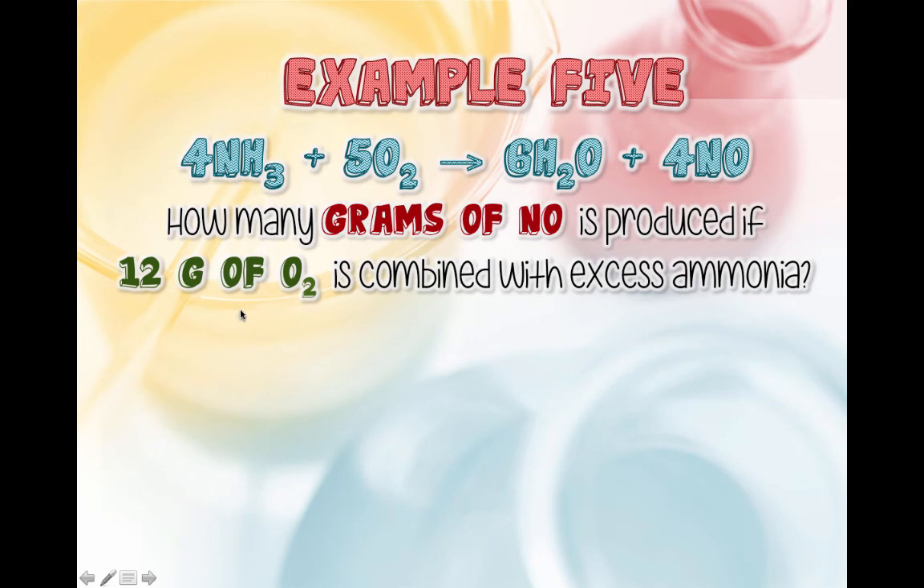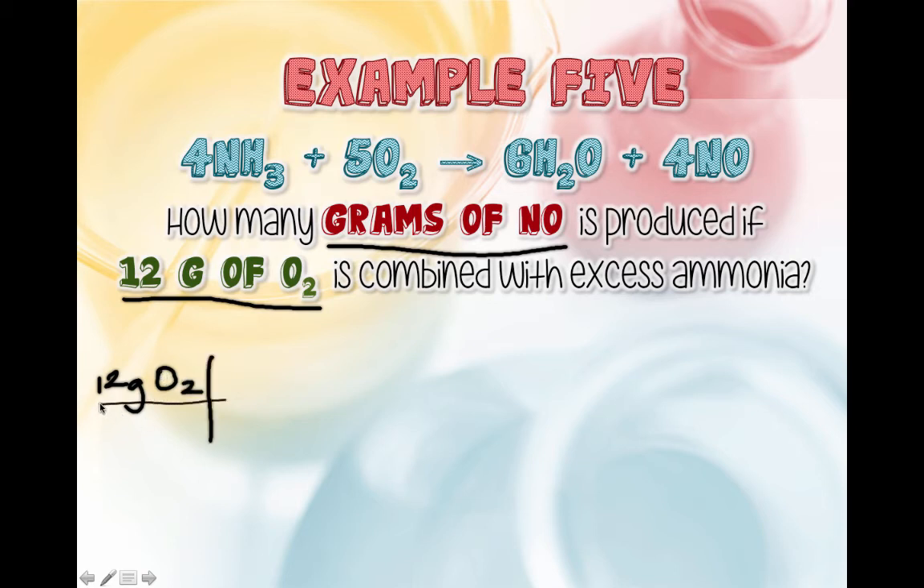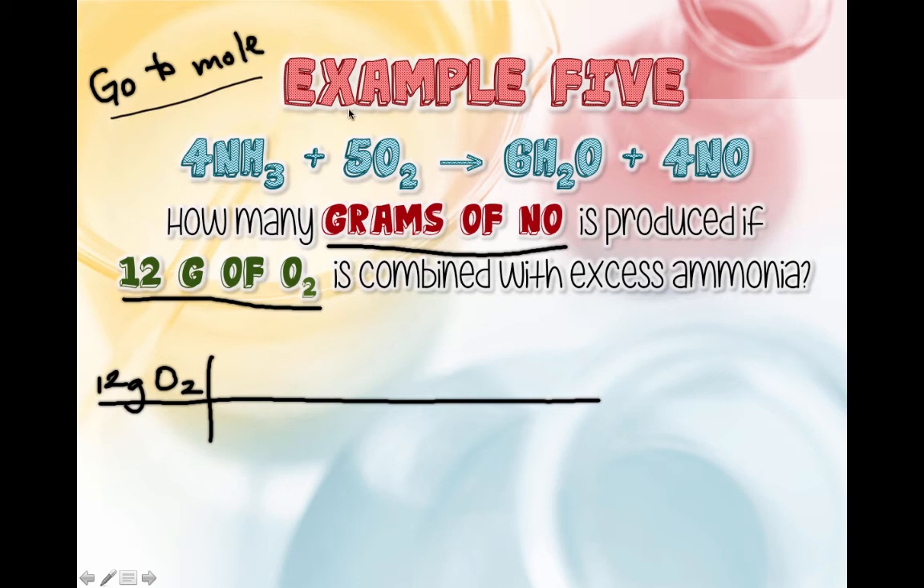In our last example, we're going to turn 12 grams of oxygen into grams of nitrogen monoxide. So start all the way over to the left because I have an extra step to do here. If we start with grams of oxygen, I have to turn it into moles first. So with any chemistry problem, go to moles. If you can figure out how to turn your amount into moles, that's a great place to start. So when in doubt, go to moles.